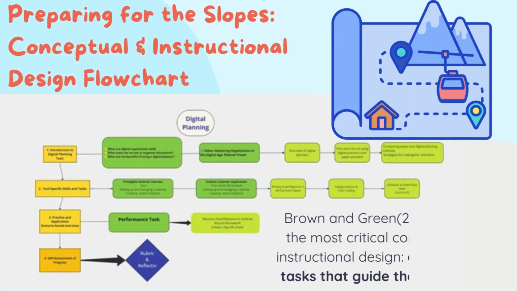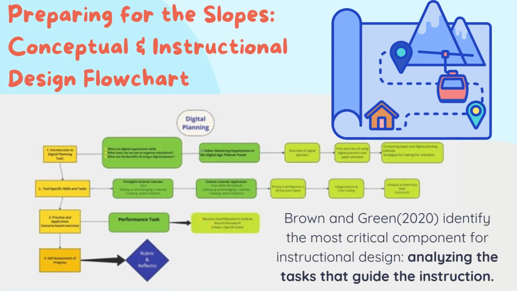Brown and Green identify the most critical component for instructional design, analyzing the tasks that guide the instruction. Before we ski, the slopes must be prepared, in the same way that our instructional design flowchart lays out the entire course. This includes introducing students to digital planning tools through articles, videos, comparisons, and hands-on activities. These elements help instructors and students understand the path and objectives, much like reviewing a map of the slopes.